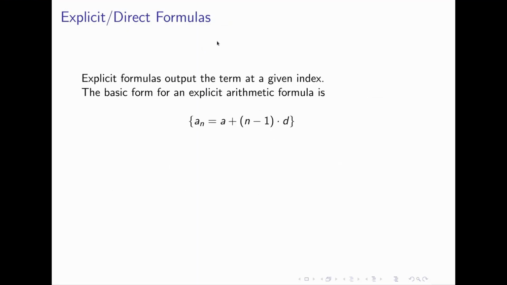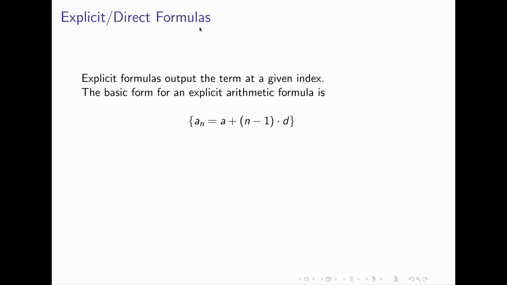explicit formulas output the term at a given index. The previous issue we had with recursive formulas is we would need the previous term, which means, say, if we want the 100th term, we need the 99th term, which means we need the 98th term, and all the way back down to 0. And that gets really tedious really quickly. So explicit formulas allow us to just spit out the value given the index. We saw explicit formulas in the introduction to sequences video. All of those were explicit, how we just plugged it in.